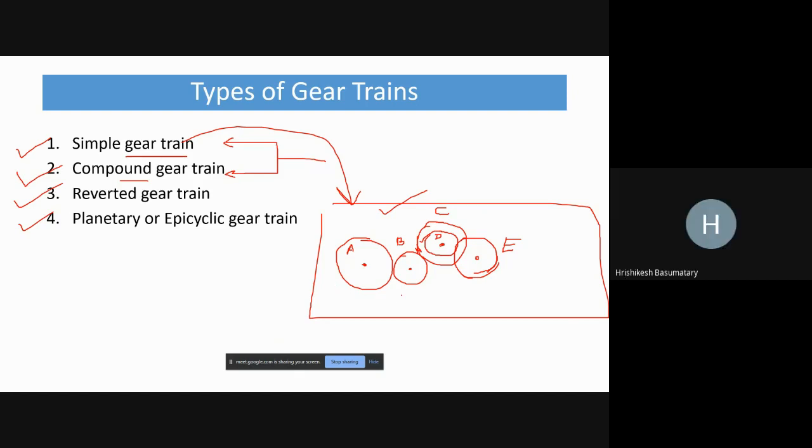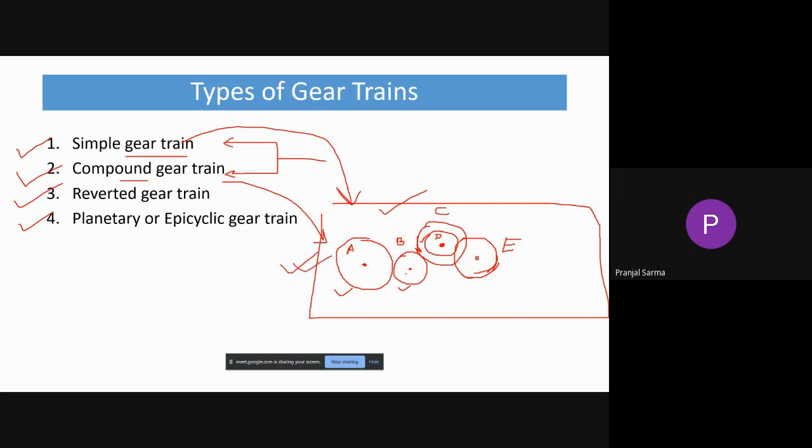Compound, sir. This is gear A. Gear B is in mesh with gear A. Gear C is in mesh with gear B, and on this same shaft as that of gear C, we have gear D. And now this gear D is in mesh with gear E. What is this type of gear train? Rishikesh said this to be compound, sir. Compound one, yes, correct.